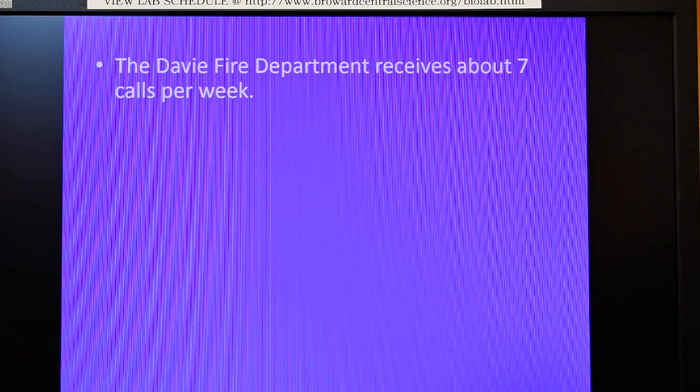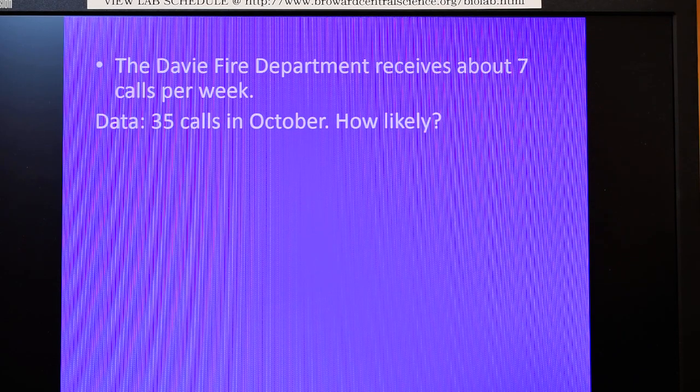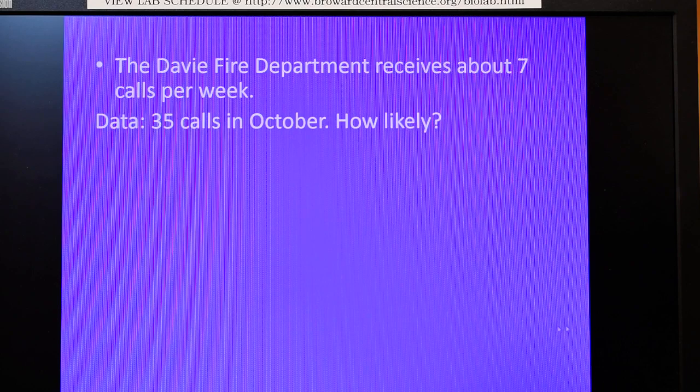Here's a classic problem that you may see something very similar to on a quiz sometime. The Davie Fire Department receives about 7 calls per week. For whatever reason, there were a lot of calls in October, like 35 people called in. Looking at data like that, you might think that seems kind of high. Is this because of Halloween, maybe? Maybe it's something about the fall. So how likely is this?